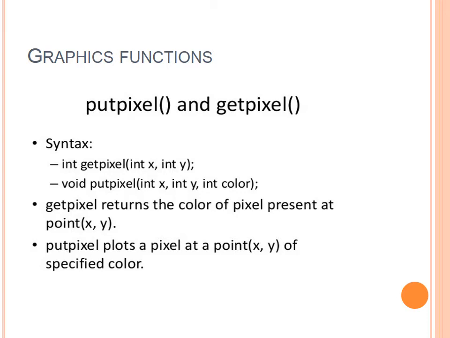The putPixel function plots the pixel at the location, and syntax is int getPixel(int x, int y); and void putPixel(int x, int y, int color); So the getPixel returns the color of the pixel present at a point x and y coordinate, and putPixel plots a pixel at a point x, y of specified color.